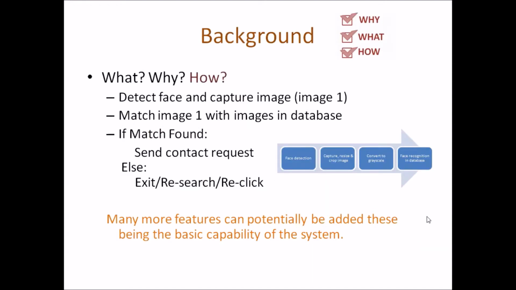Having covered what and why, let's look at how we are going to implement something of this sort. As you can see here, the first block is to detect the face. Once a face has been detected, the face needs to be captured, resized, cropped, converted to grayscale, so that the face recognition algorithm can work and look in the database for any match that can be found to what we are searching. And in case a match is found, you can send a contact request.